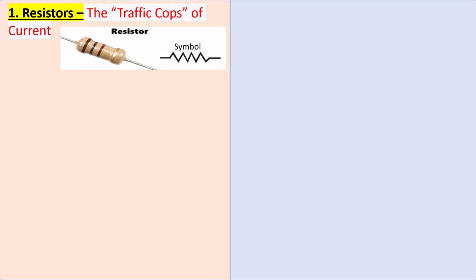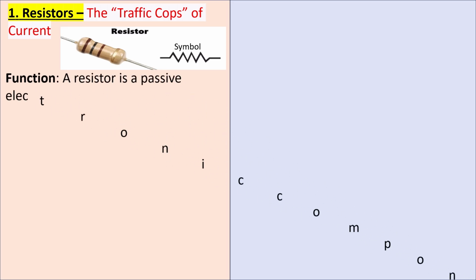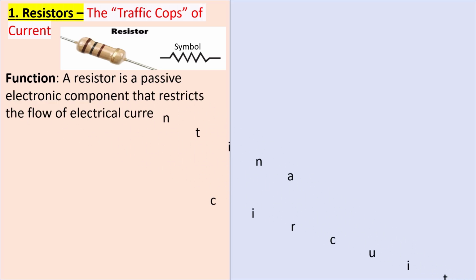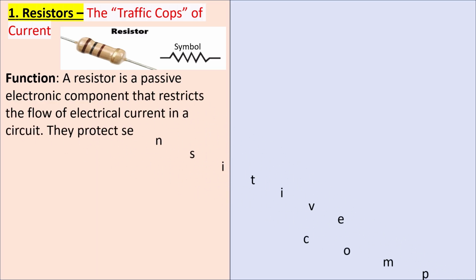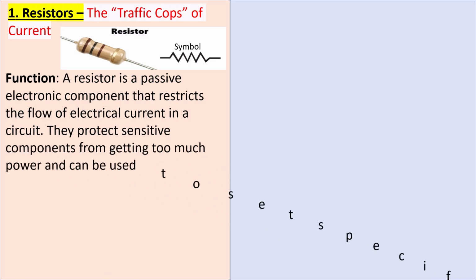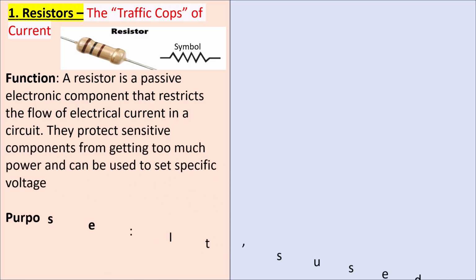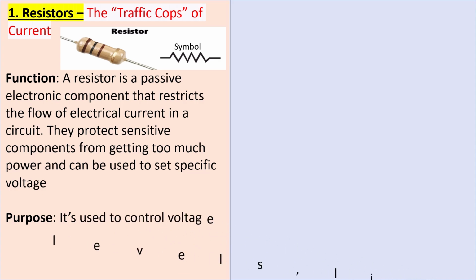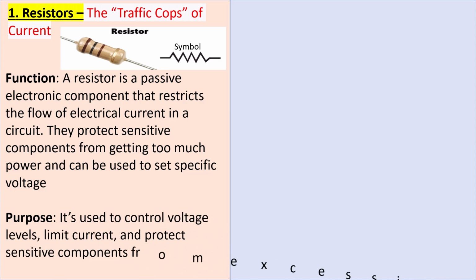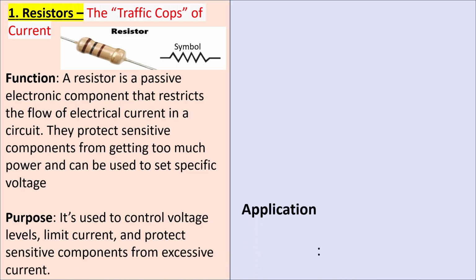Resistors are the traffic cops of current. Function: a resistor is a passive electronic component that restricts the flow of electrical current in a circuit. They protect sensitive components from getting too much power and can be used to set specific voltage. The purpose: it's used to control voltage levels, limit current, and protect sensitive components from excessive current.